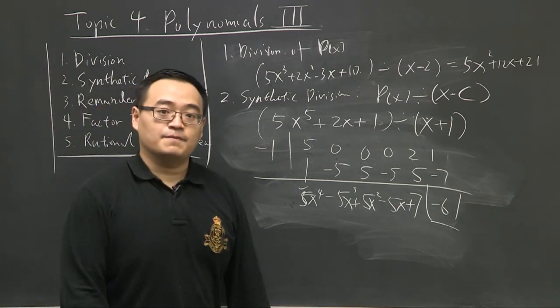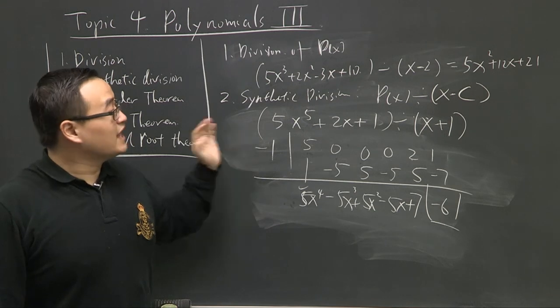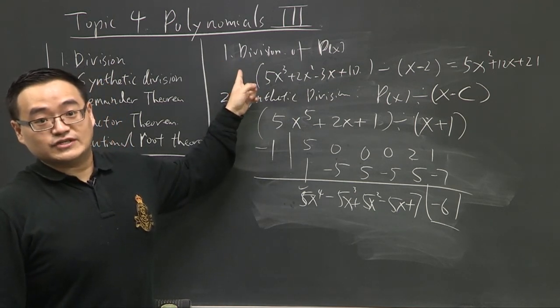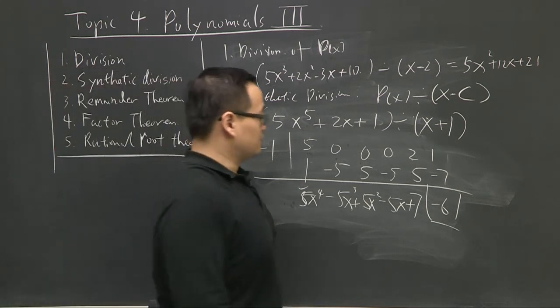Bingo, you're done. Okay? So this is a really quick way, right? With synthetic division, you almost never had to do regular division. It's just a lot faster. However, would I be able to do this?